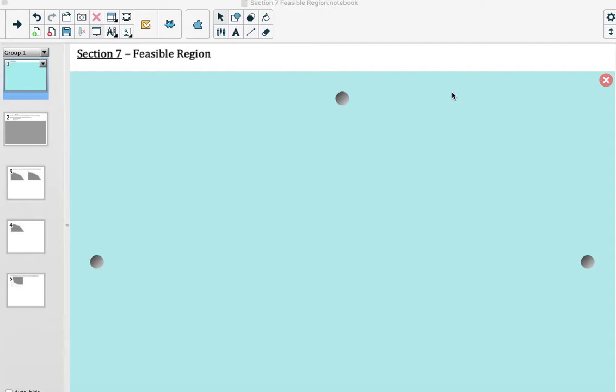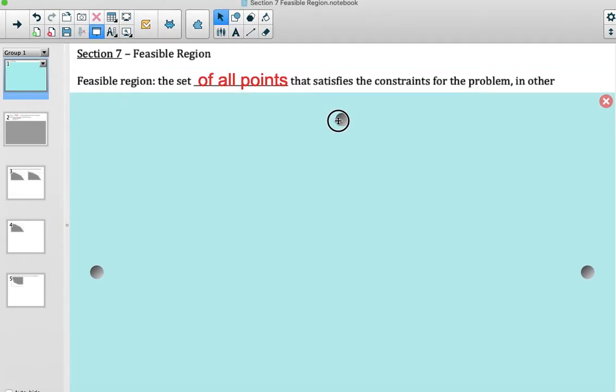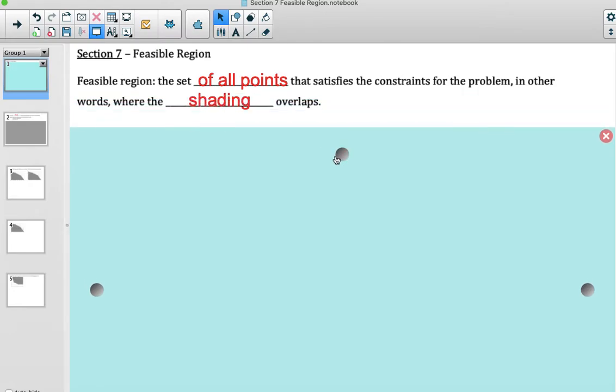In this video, we are covering Section 7, Feasible Regions. As we've discussed in class already, a feasible region is the set of all points that satisfy the constraints for the problem. In other words, that is where the shading overlaps.